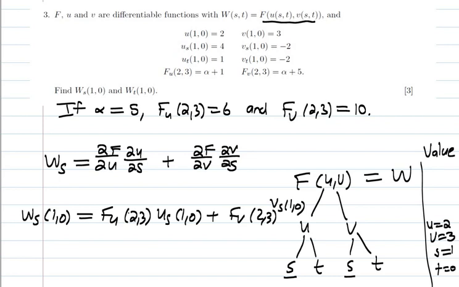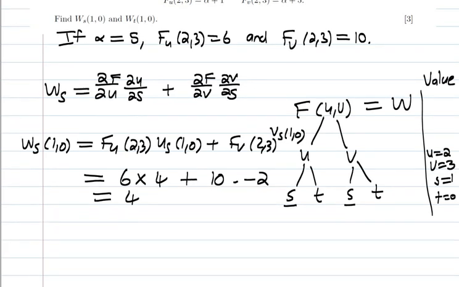So we have two equations here. This is a general expression, and here is when we have specific values. And now we're in business because we are given that F partial U at this point is 6, U partial S at this point evaluates to 4, F partial V at this point is 10, and V partial S at this point corresponds to minus 2. So we end up getting 6 times 4 plus 10 times minus 2, which is 24 minus 20, which evaluates to 4. Easy peasy.